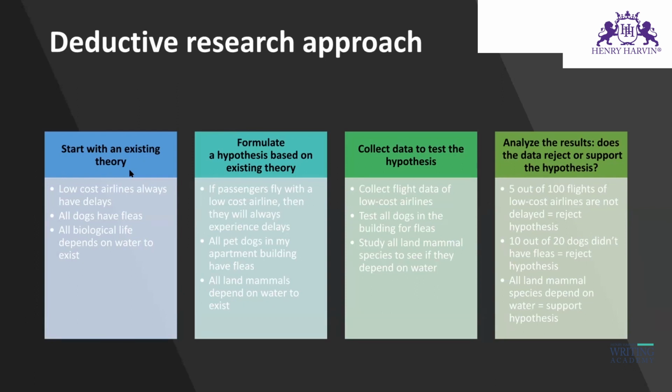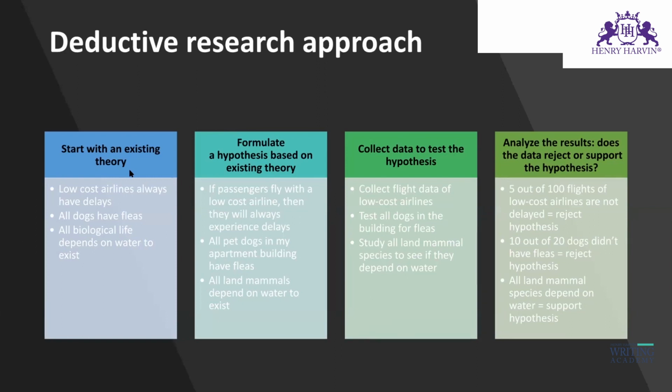So the first condition is that if passengers fly with a low cost airline, then they will always experience delays. This is the hypothesis formed. Then it says all pet dogs in my apartment, so now we are talking about only our apartment. And the third one I'm saying is all land mammals depend on water. These are the hypothesis statements that I have given in order to prove the theory.